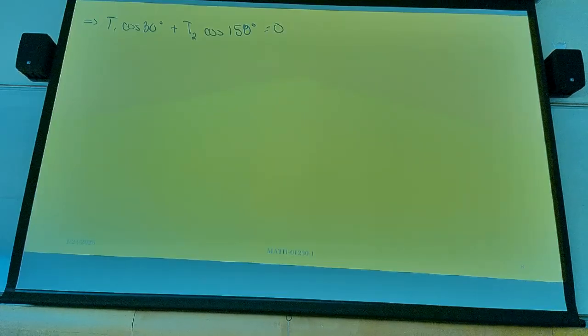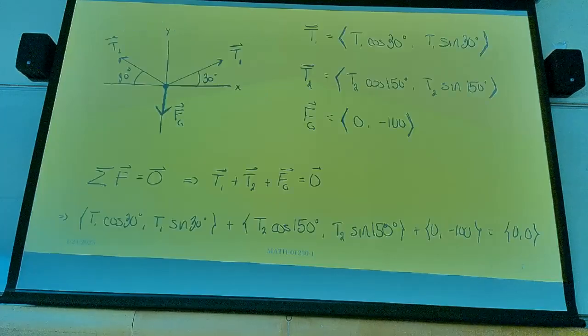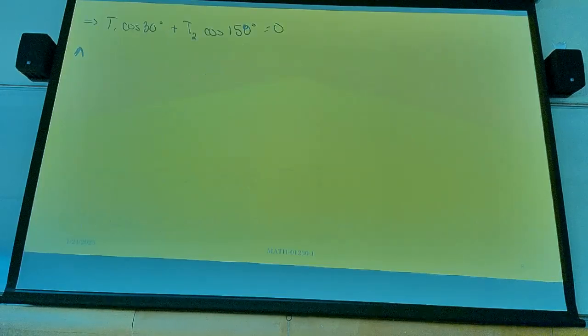What is the y component on the left? If you take the T1 and the T2, add those together, and then take the negative 100, it's supposed to be equivalent to what you solved for now. That also has to equal 0.